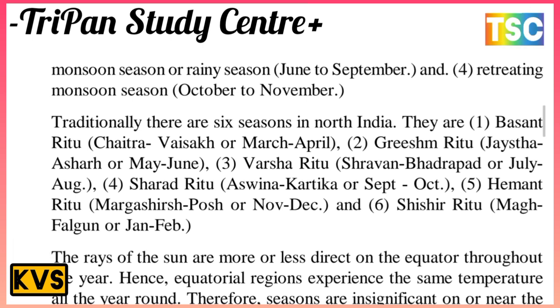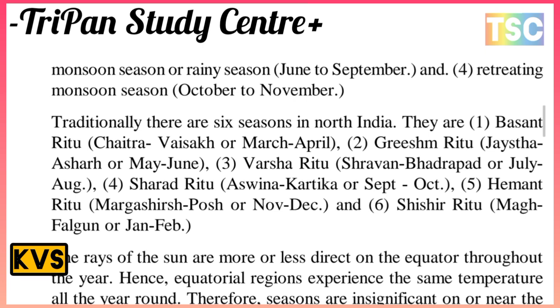Traditionally, there are six seasons in North India. There is Basant Ritu, Chaitra and Vaishakh, or March to April. Grishma Ritu is Jyeshtha and Ashadha, or June. Varsha Ritu is Shravana and Bhadrapada, or July to August.